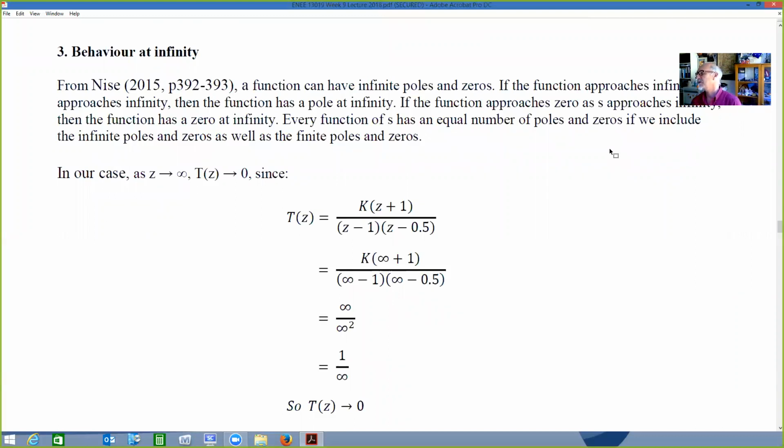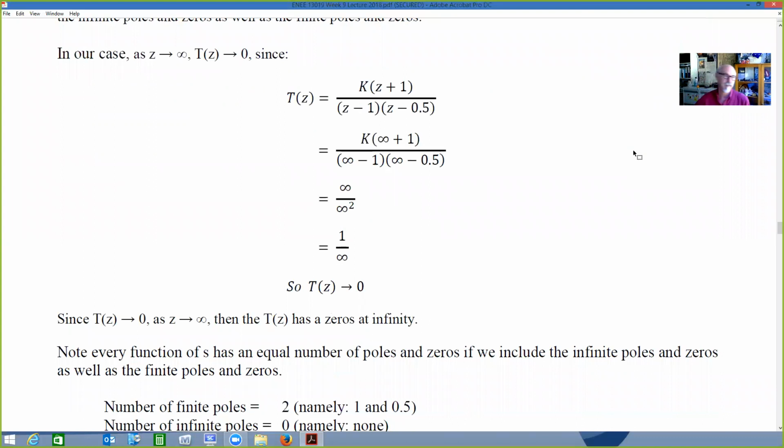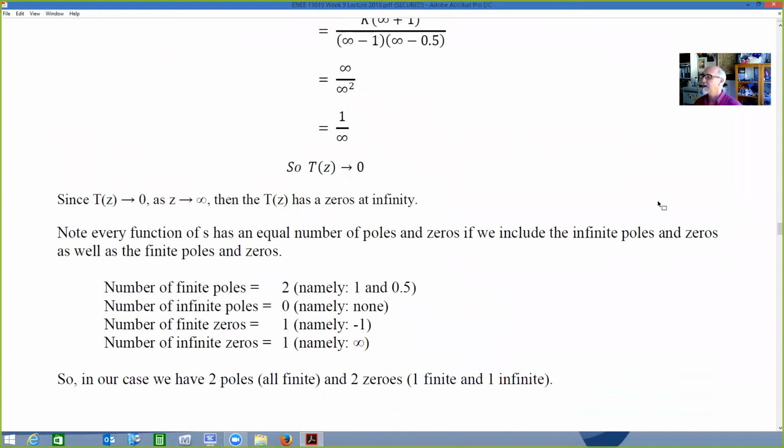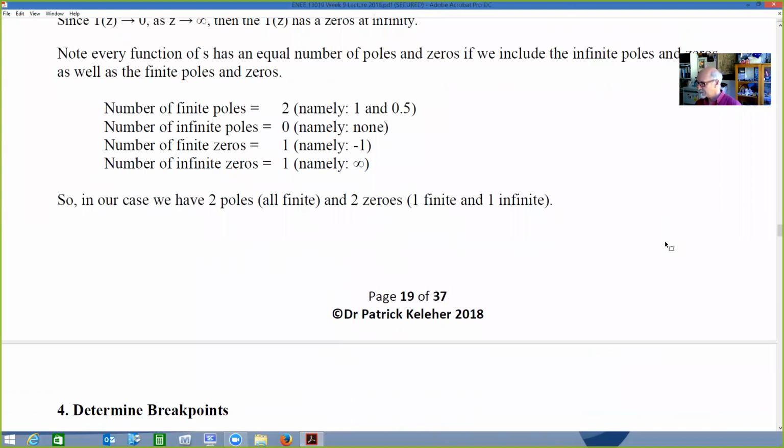Here we're looking at what happens to Z as it approaches infinity and what happens to our transfer function, just like we did beforehand. We plug in what happens particularly at infinity, and we see that as Z tends towards infinity the transfer function tends towards 0, so our transfer function T(Z) has zeros at infinity. Note, every function of S has an equal number of poles and zeros if we include the infinite poles and zeros as well as the finite poles and zeros.